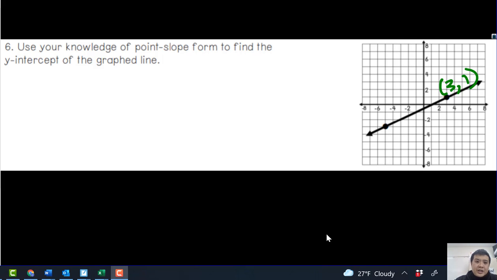This one says, use your knowledge of point slope form to find the y-intercept of the graphed line. So here the y-intercept is a little bit ambiguous, but we know we have a point 3, 1 over here. So use this point to create a point slope equation and then transfer it into slope-intercept to find our y-intercept. Go ahead and try that on your own.